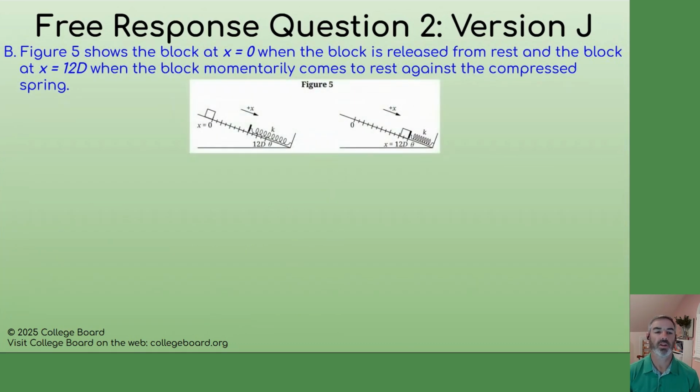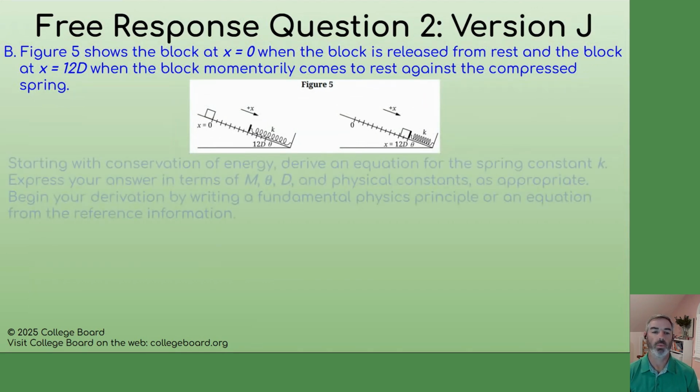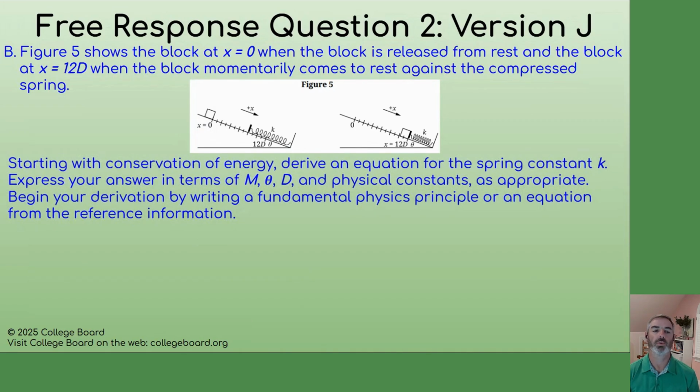Now we're going to look at figure 5. It shows the block at position 0 when the block is released from rest, and the block at x equals 12d when it comes to momentary rest after it compresses the spring. We're going to start with using conservation of energy to derive an equation for the spring constant k of the spring using m, theta, d, and any physical constants as appropriate. We're going to begin by writing a fundamental physics principle or an equation from the reference information sheet.